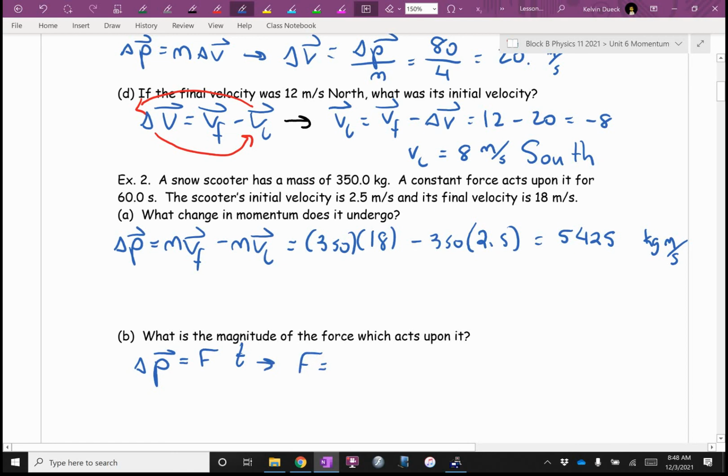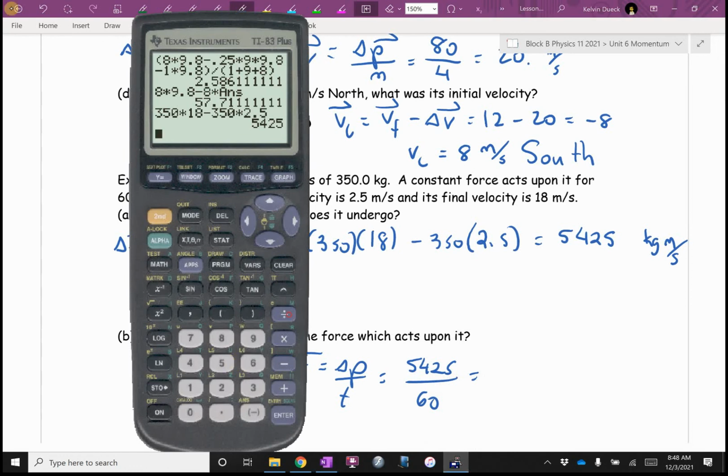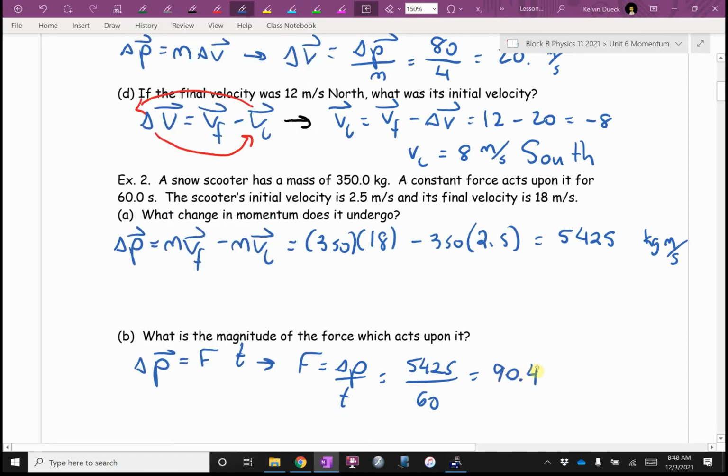Sorry? Impulse divided. Yeah. It's going to be 5,425 divided by how many seconds? 60. So I can turn a 3 line into a 1 line, really. Answer button divided by 60. And I get 90.41. I'll call it 90.4. Units, Dean? Yep. Newtons.